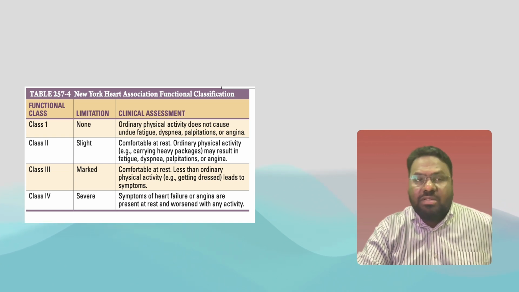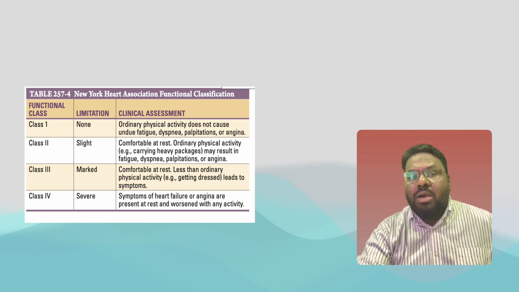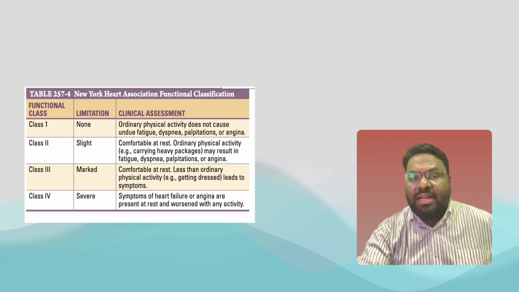For shortness of breath, class 1 is no limitation of physical activity, and ordinary physical activity does not cause any fatigue, dyspnea, palpitation, angina or symptoms. Class 2 is slight limitation of physical activity. Patient is comfortable at rest, but ordinary physical activity like carrying a heavy package or lifting heavy weight may result in fatigue, dyspnea, palpitations and angina.